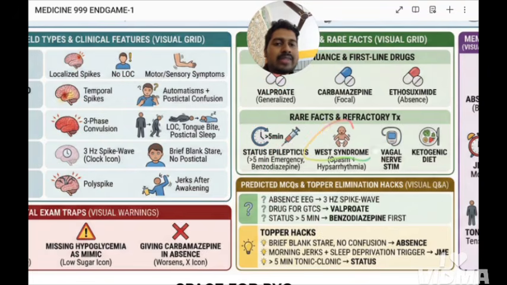There is a separate entity known as West syndrome, okay. So basically there is global developmental delay, that is GDD, along with infantile spasm and hypsarrhythmia. Hypsarrhythmia is an EEG finding, okay. So these 3 constitute something known as West syndrome, and here we use vigabatrin, okay. Vigabatrin is the antiepileptic of choice.